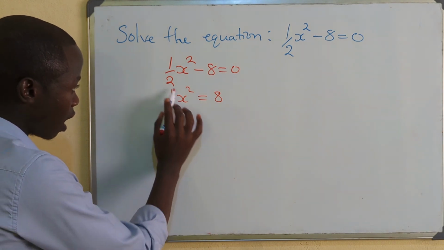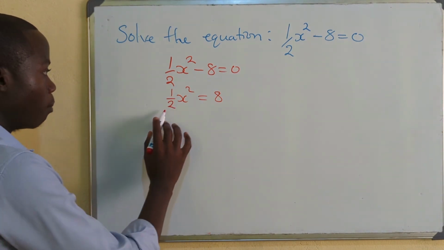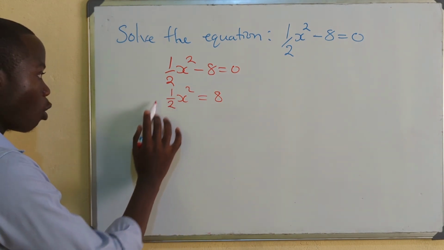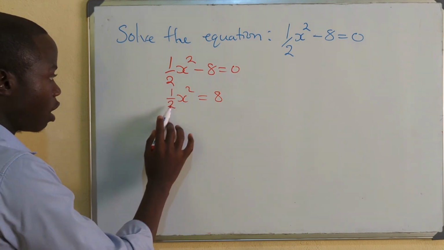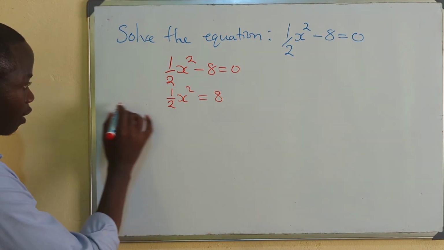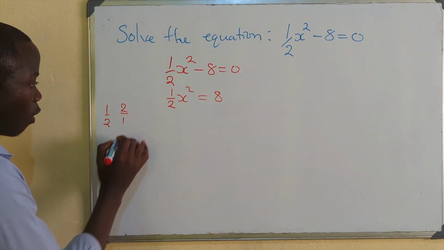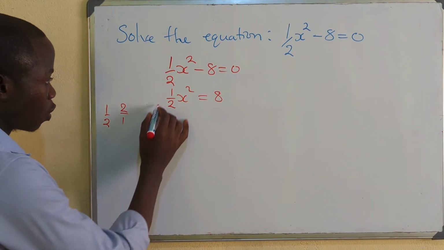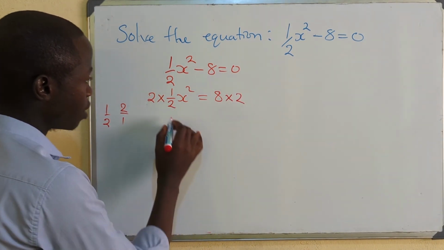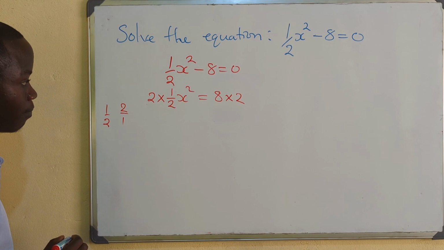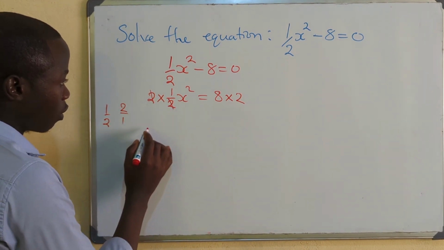To eliminate this half so that we remain with x, we are going to multiply both sides by the reciprocal of this number. Reciprocal means the opposite fraction of the fraction that we have, and the opposite fraction of 1 over 2 is 2 over 1, which is just the same as 2. So we multiply both sides by 2, and these 2 and this 1 will cancel.